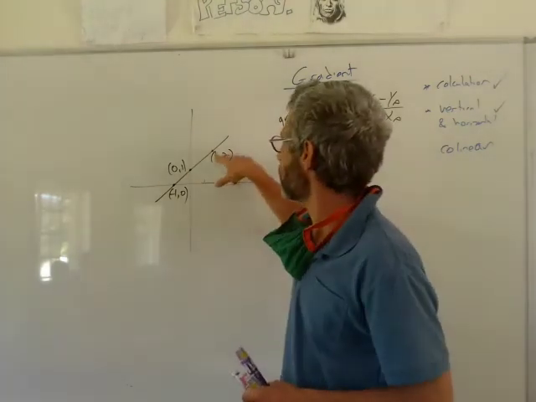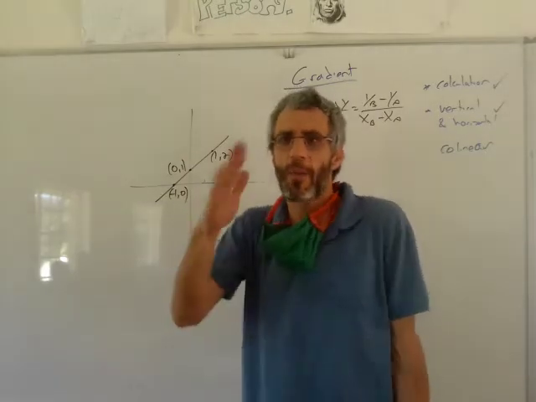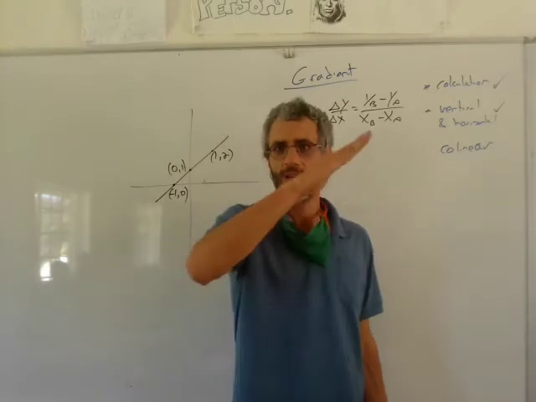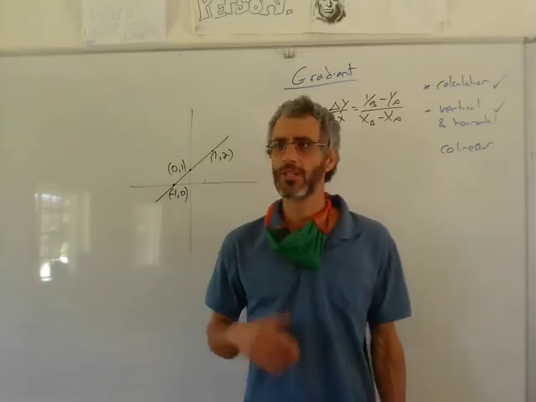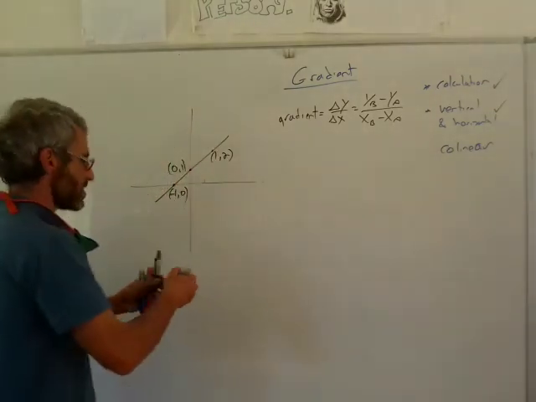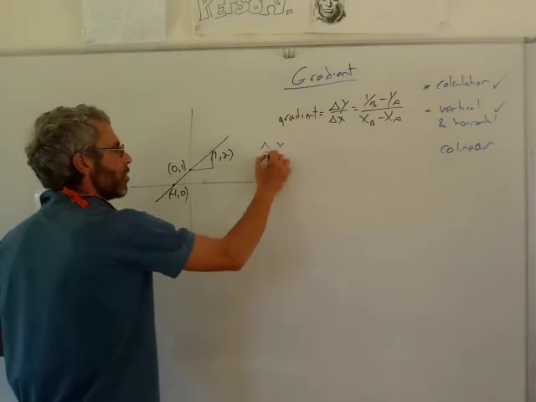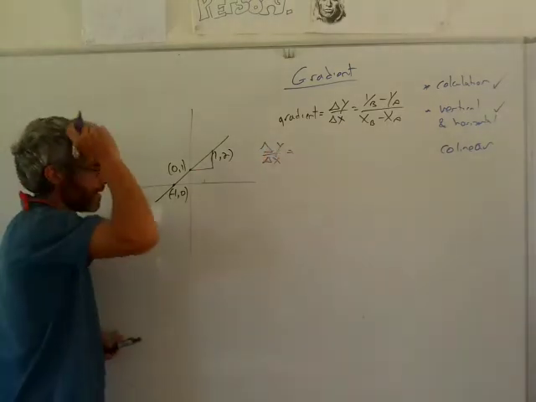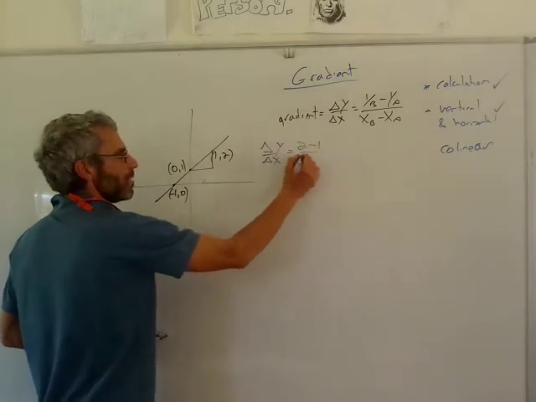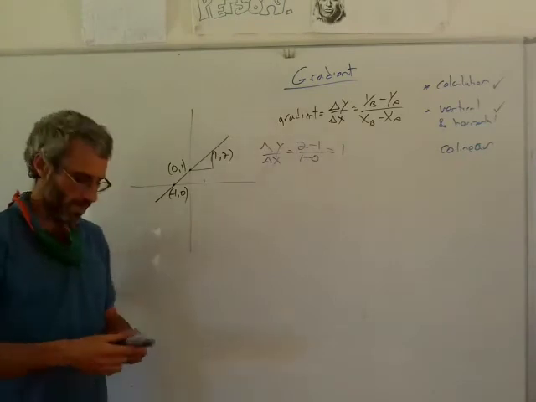We're going to calculate the gradient for these two and for these two. If the gradient is the same, that means they're on the same line, because a line has a constant gradient. That's what we call linear. So let's calculate the gradient using these 2 points. So delta y over delta x. 2 minus 1 divided by 1 minus 0, which is 1. 1 divided by 1.